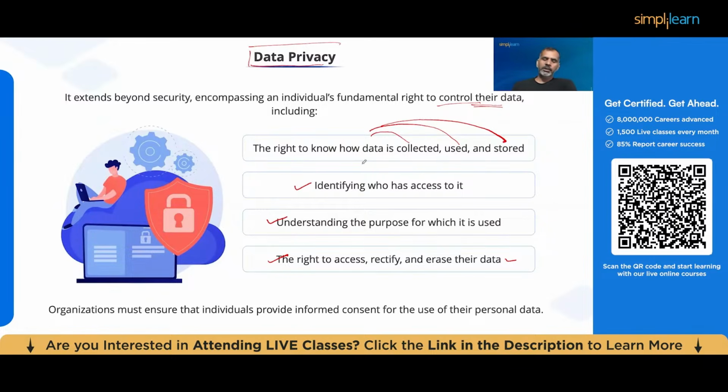Right to know how the data is collected, how it is used, how it is stored. Right to identify who is going to access the data. A right to understand the purpose for which the data is used. And right to access, rectify, erase, and modify their data. An organization needs to ensure that individuals provide informed consent to the use of their personal data. So this is something that needs to be built in, guys.